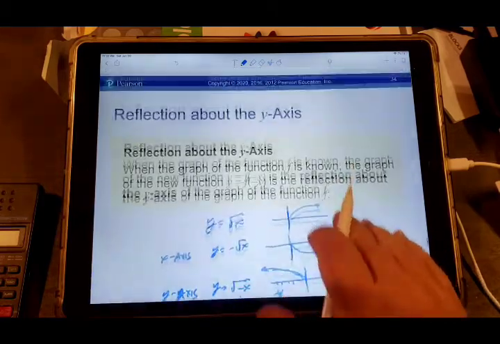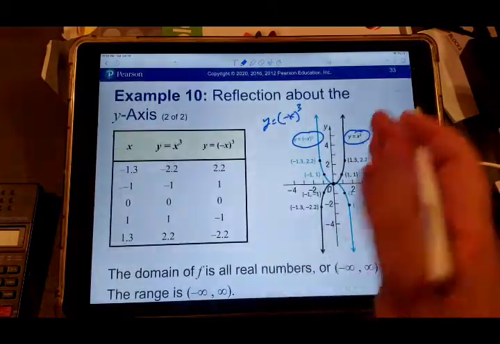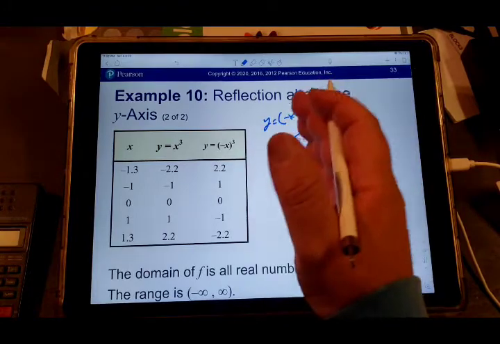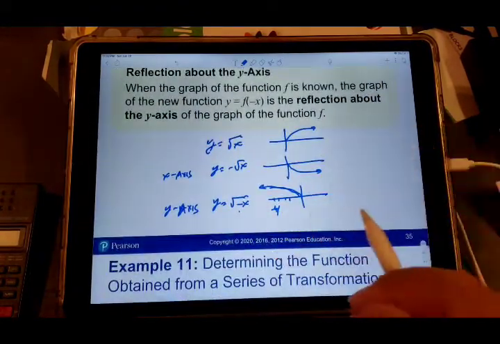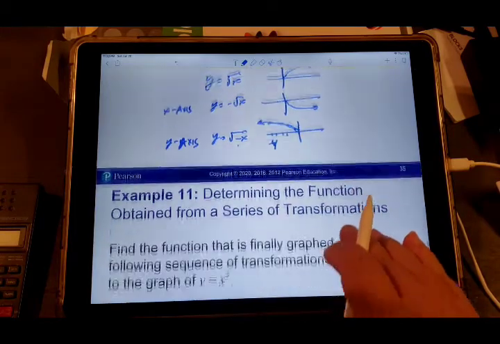I don't know if the example the author gave us really emphasized the reflection in the y-axis as dramatically as it could have with a function we're even more familiar with, the square root function.